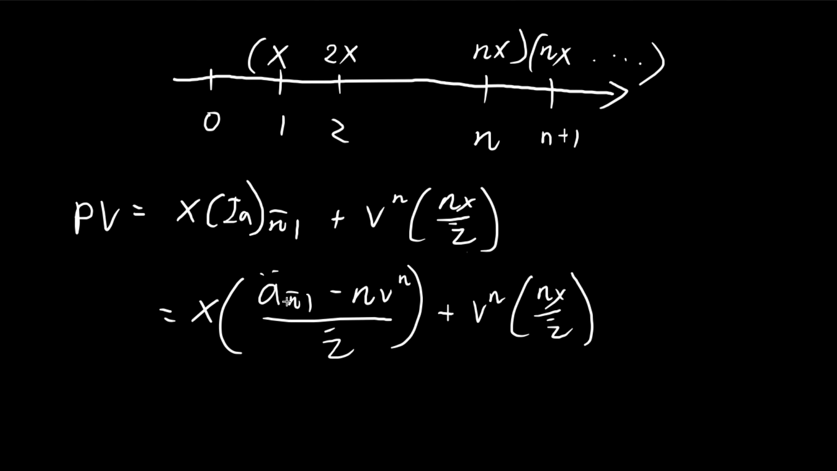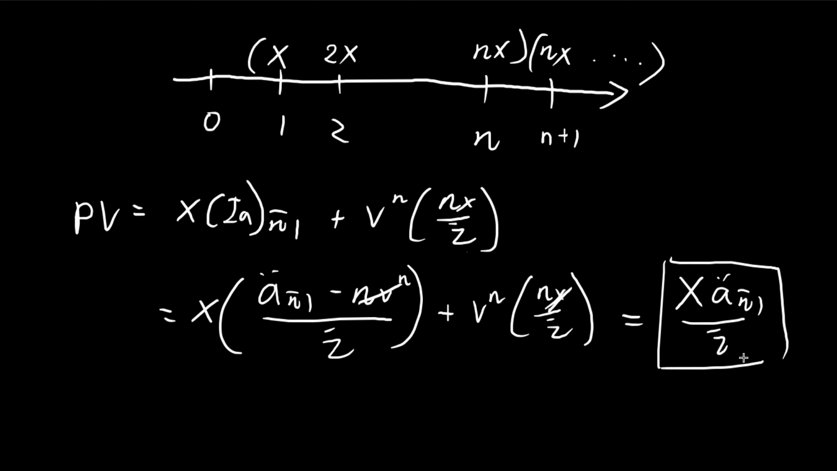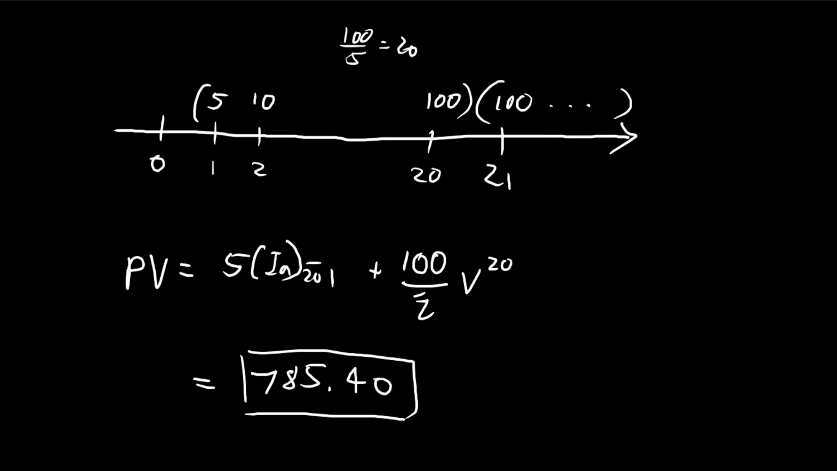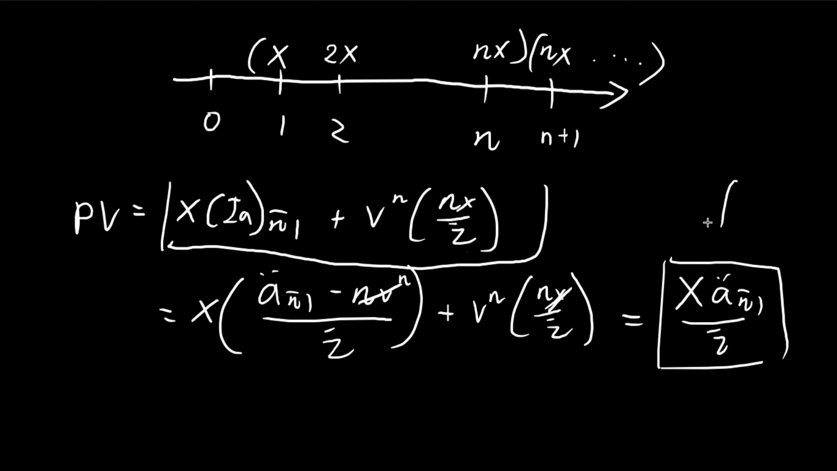And then if you add these together, you find that there's a minus nxv^n, and there's also another nxv^n, so both of these cancel out. So in the end you get x times a_n̅|i. So this is a much simpler formula than this whole thing over here, right? So you can actually try applying this formula to this situation here, and you will get the same result. And then what we just did was an algebraic proof, but you can actually provide a verbal interpretation of this expression over here.